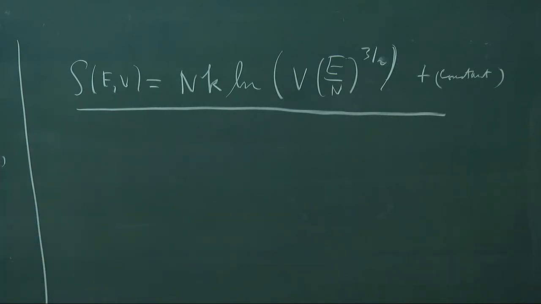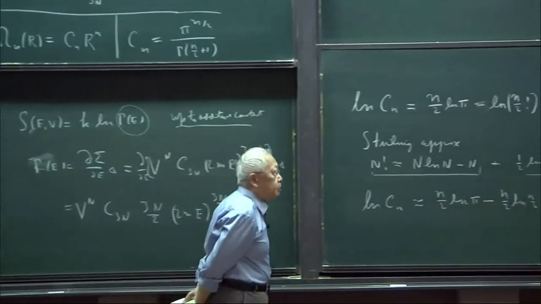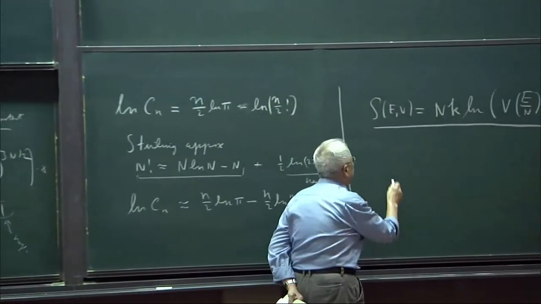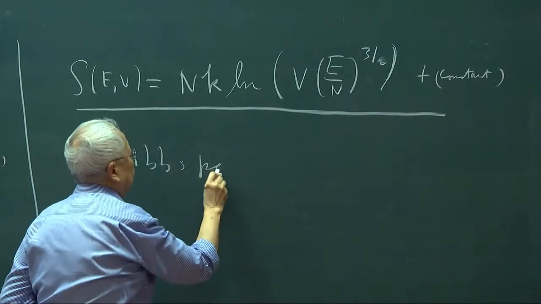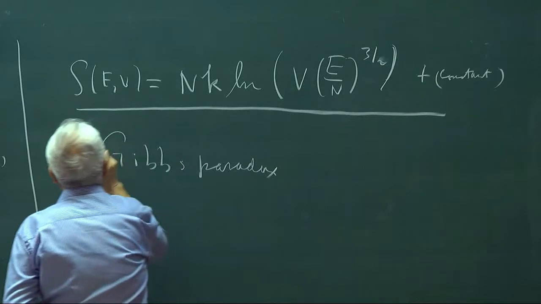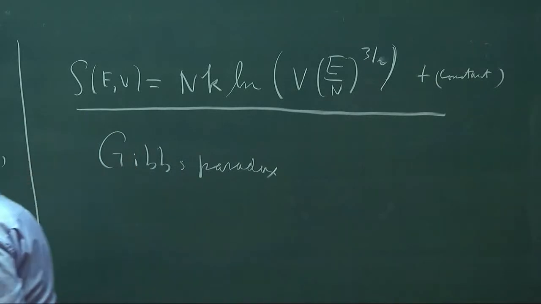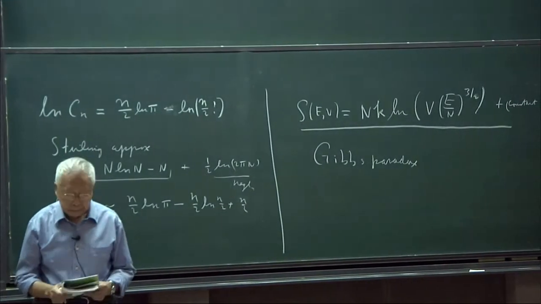I want to look at it because there's a problem with this formula. There's a very deep problem, and that's known as the Gibbs paradox. That's a very, very deep paradox, and I'd like to talk about that. The Gibbs paradox shows that there's a problem with this formula, and that even at high temperatures, you know that you need quantum mechanics. That paradox is fixed only by quantum mechanics.